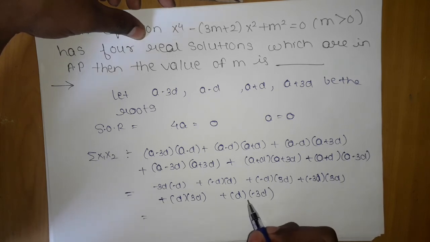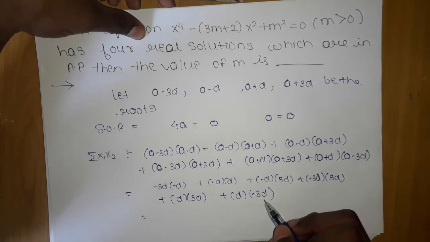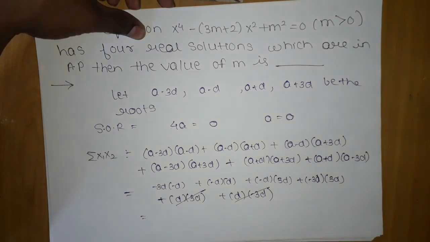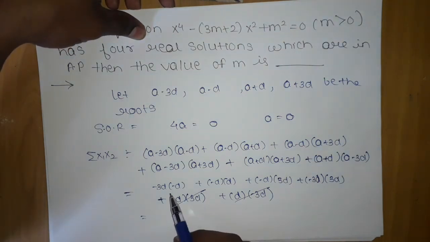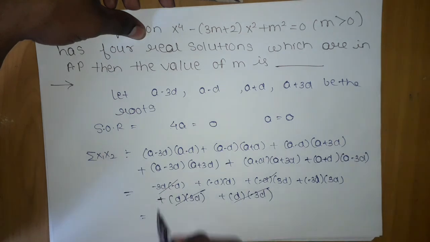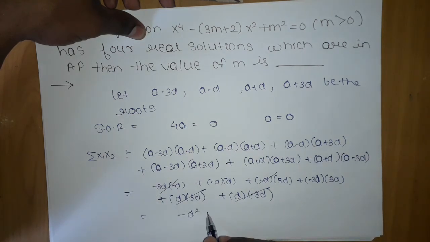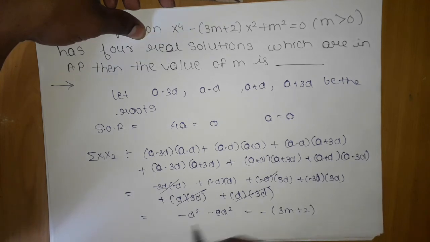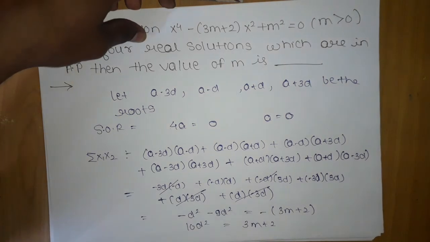Now you see, these terms will cancel out. Why solve it further when they are cancelling out here only? These two terms become positive and negative, so they cancel out, and these will also cancel out, ending up with minus d square and minus 9d square. So we got this, which is equal to minus m plus 2, which ends up giving me 10d square should be equal to 3m plus 2. So we got an idea of this thing.